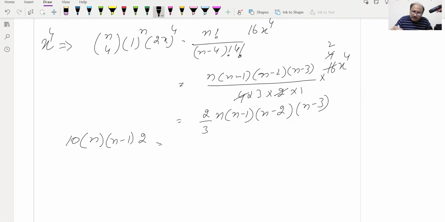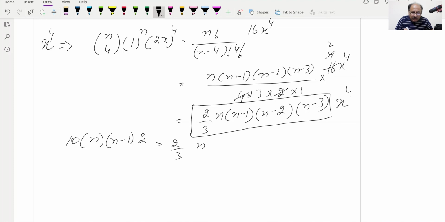Now we will write the coefficient of x4. This portion is the coefficient of x4, which we can copy over here: 2 by 3 n into n minus 1 into n minus 2 into n minus 3. Now we can multiply. Basically, first we can cancel whatever possible, so this n is cancelled with this, and we can cancel this 2 also, this 2 and 2, and the rest will be 3.